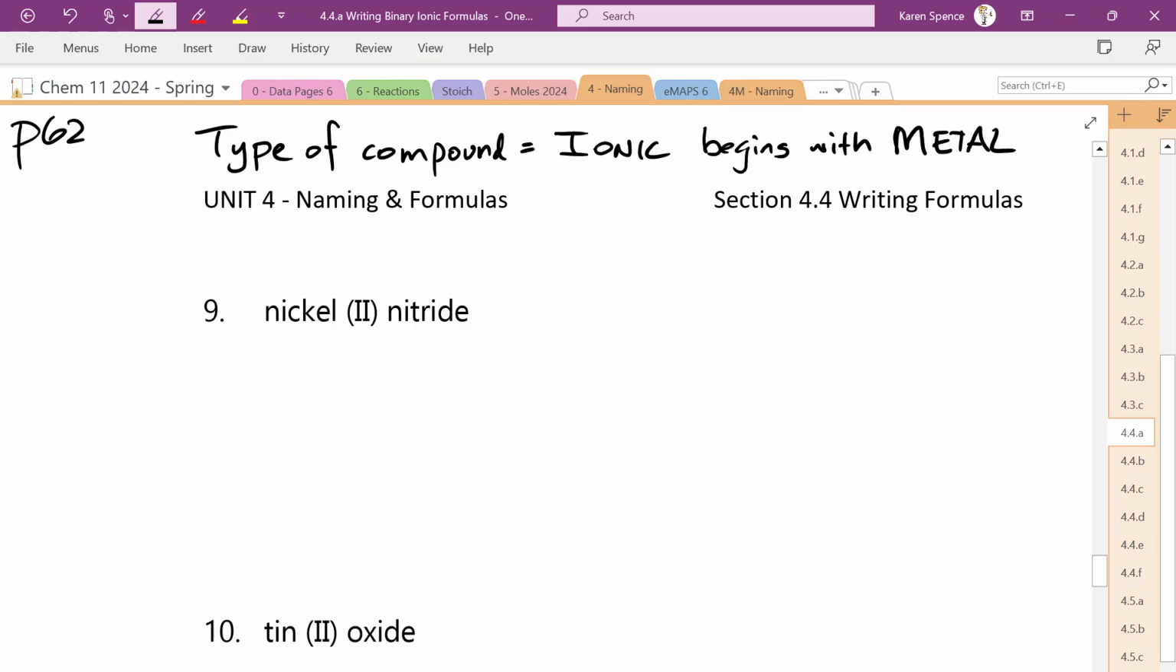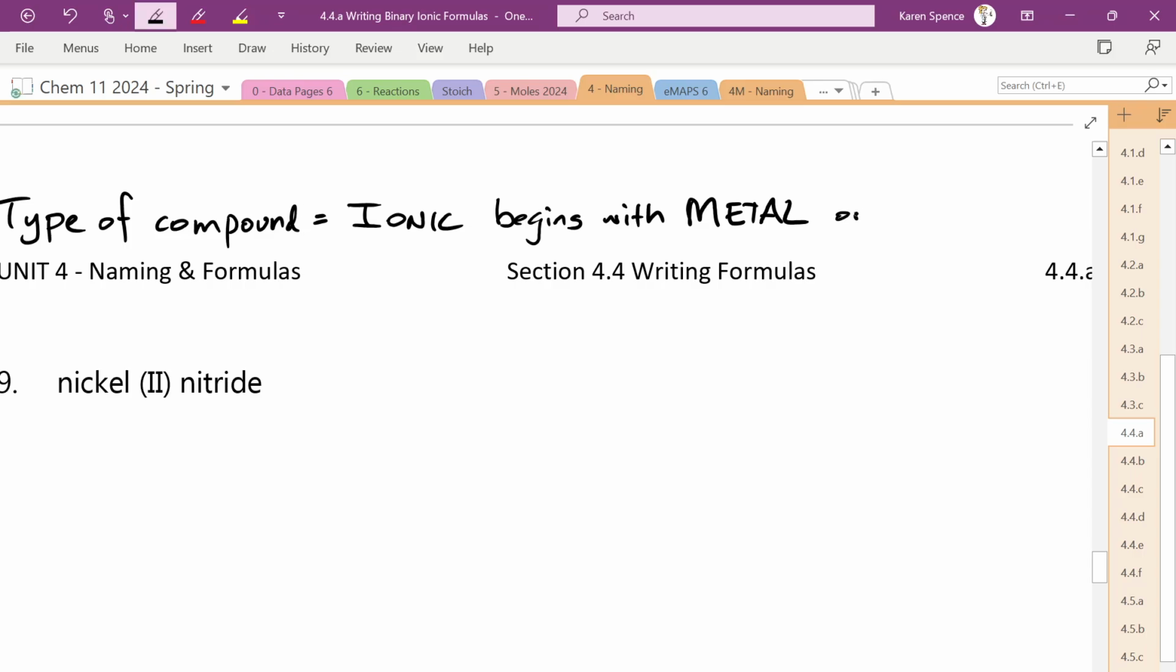What's the other thing it could begin with? Ammonium. Yeah. Now you can say it's a metal plus a non-metal, that's fine, but sometimes it'll be a metal plus a polyatomic ion, right? So as long as it starts with a metal, you know you have an ionic compound.